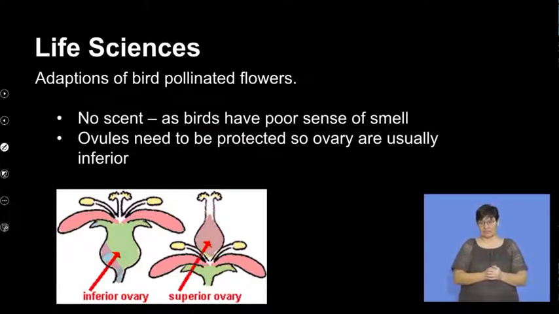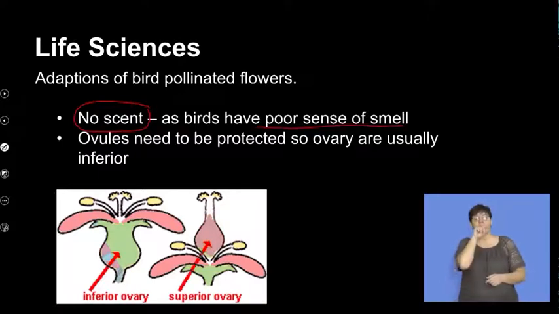Now, what happens is there's no scent on these flowers. Birds generally have a very poor sense of smell. So flowers that are mostly bird pollinated are not going to have a smell, because it's a waste to have a smell if your pollinators are not going to use it.